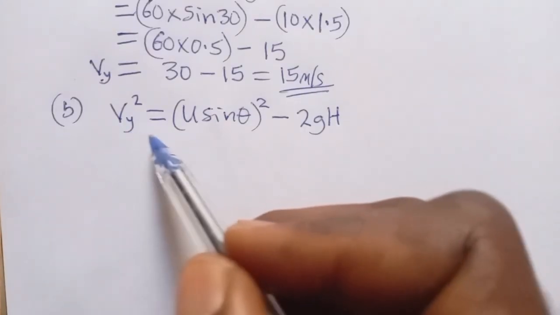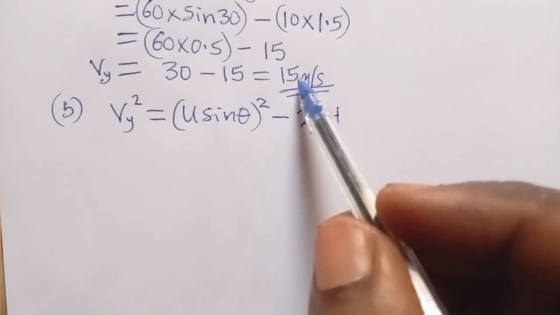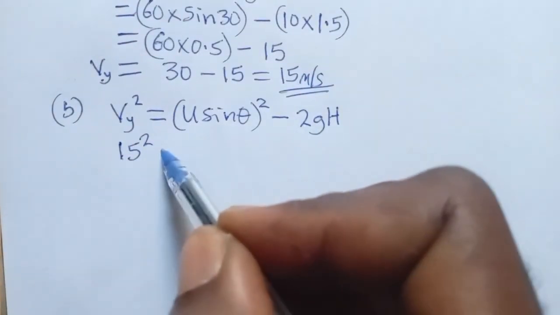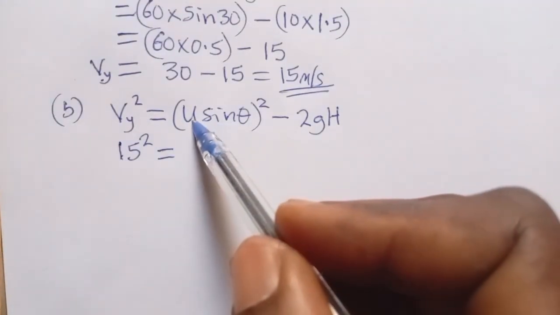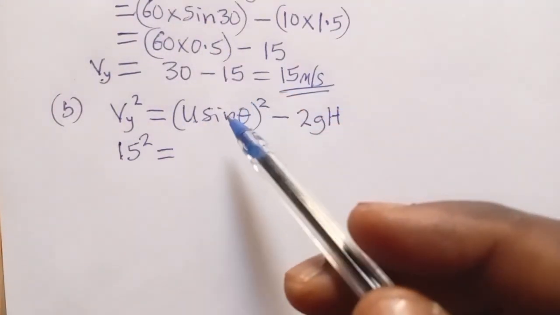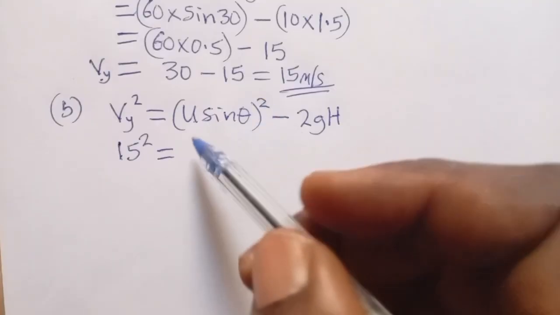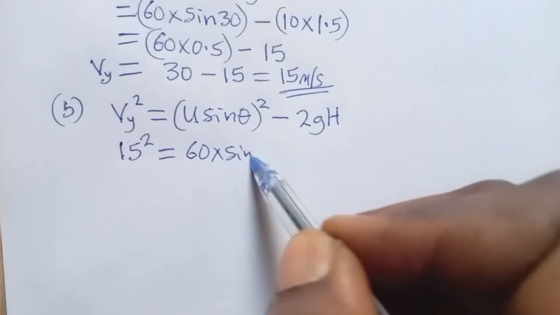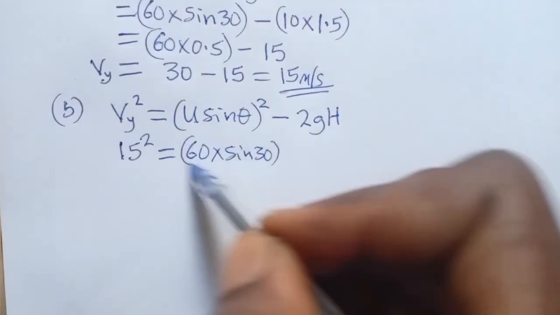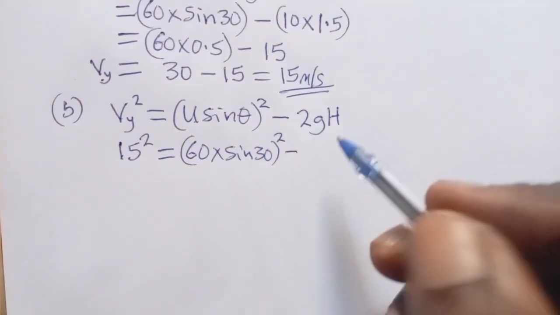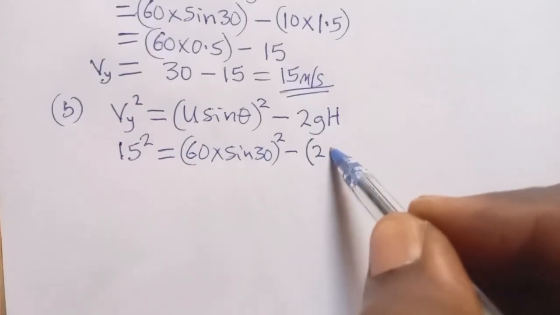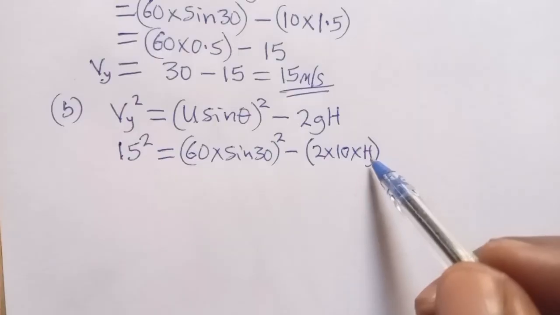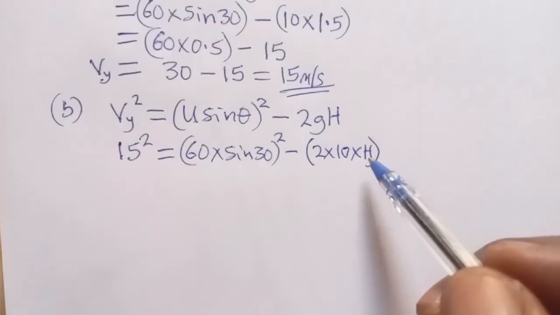So v square, now don't forget our v is 15. So I'm simply going to say 15 square is equal to u, which is 60. Don't forget the value of u is 60 in the question. So I say 60 times sine 30, which is the angle, all squared minus 2 times 10 times h. Don't forget we are looking for the value of the height h, the vertical height.